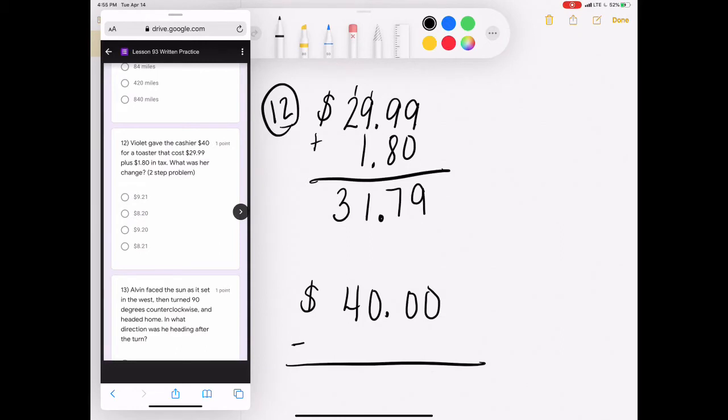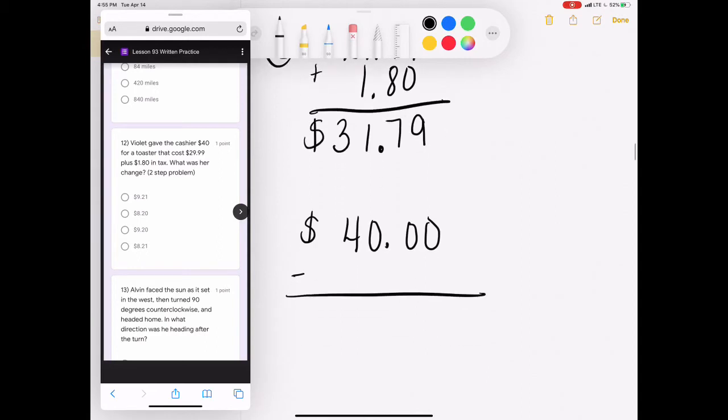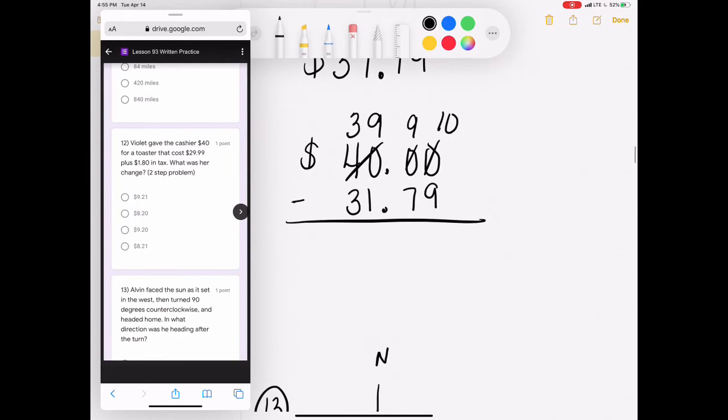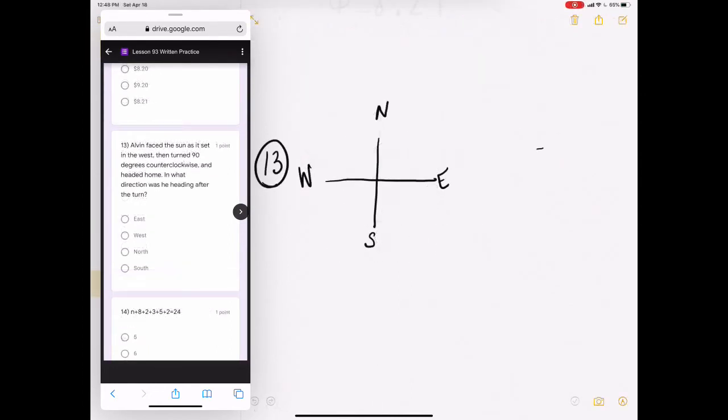All right, we got $31.79. Now we need to find the amount of change that she got. Subtract. 40 becomes 39. This becomes a 9. This 0 is a 10. 10 minus 9 is 1. 9 minus 7 is 2. Decimal. 9 minus 1 is 8. 3 minus 3 is 0. So I get $8.21. All right, guys, we're on number 13 now.